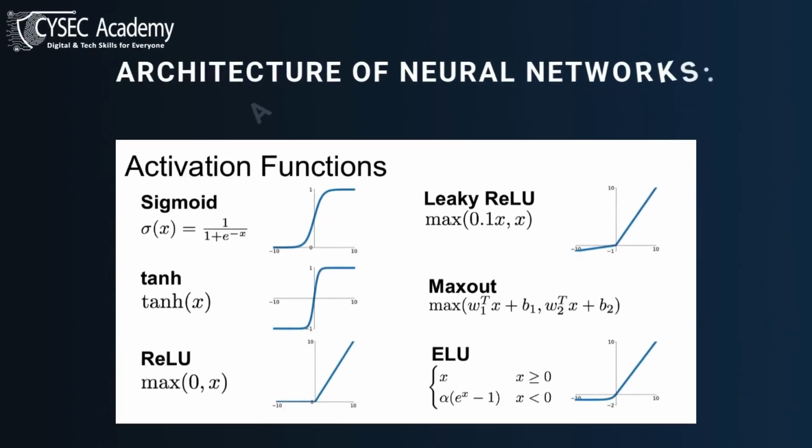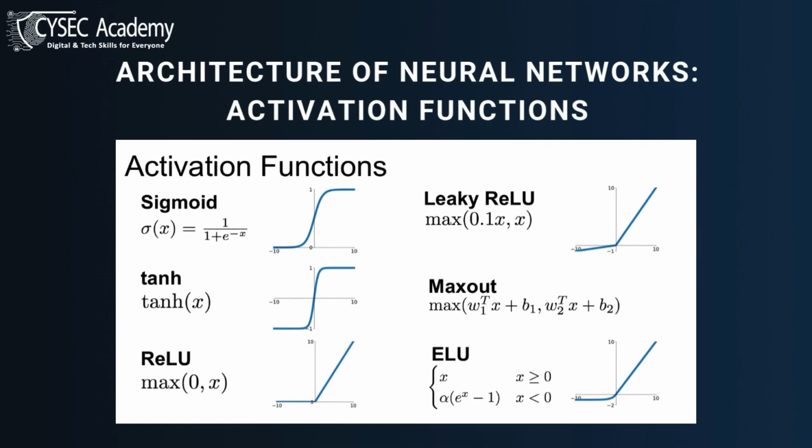Architecture of neural networks, activation functions. Activation functions introduce nonlinearity into the network, allowing it to learn and model complex patterns. Common activation functions include: 1. Sigmoid. Maps values between 0 and 1, good for binary classification. 2. ReLU. Outputs positive values or 0, commonly used in hidden layers. 3. Tanh. Maps values between -1 and 1, centers data around 0. 4. Softmax. Converts outputs to probabilities for multi-class classification.